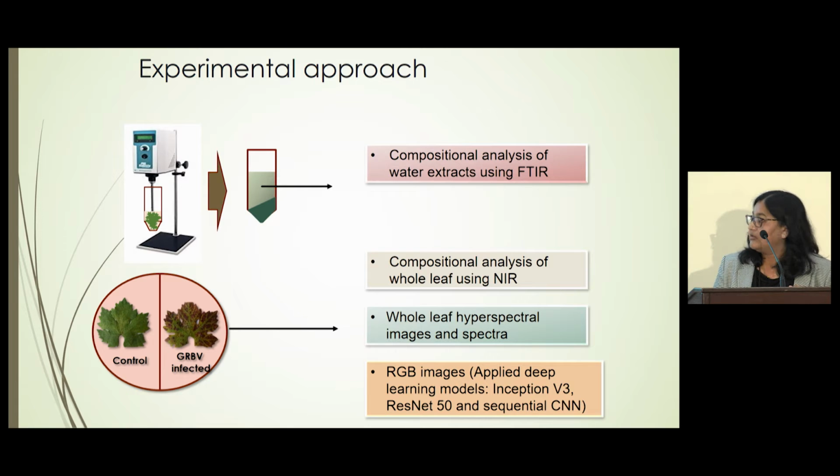In the case of compositional analysis using FTIR, we ran the FTIR with the whole leaf, but the leaf has too many biopolymers, so there is overlapping of the peaks, and we were not able to distinguish much. Because these infections affect the water content of the leaf, they might be affecting the water-soluble biopolymers. So we decided to extract the water-soluble component from the leaf and then analyze the compositional changes using FTIR.